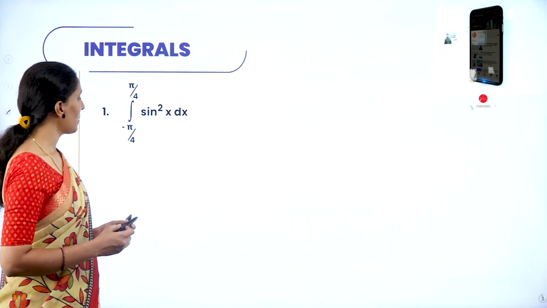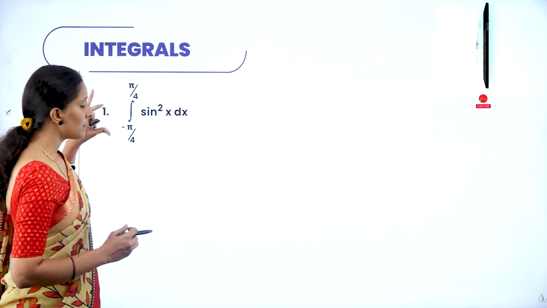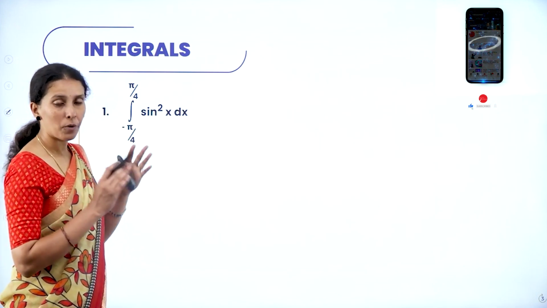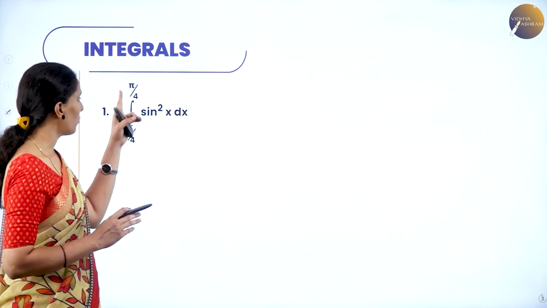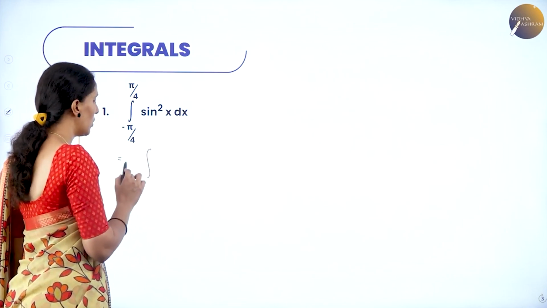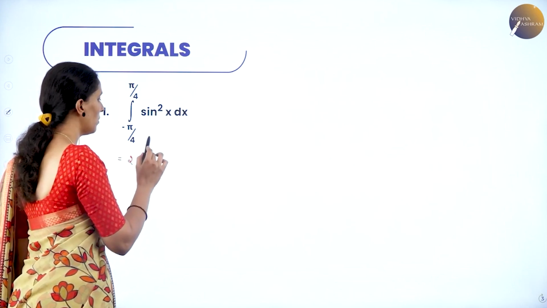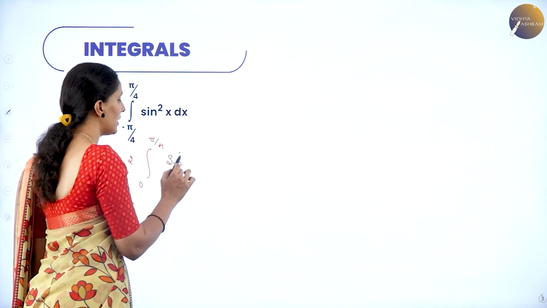In our previous session, we have learned some properties of definite integrals. Now let's take a few problems and solve using those properties. The very first problem is given here: integral from minus pi by 4 to pi by 4 of sine square x dx. This is an integral where the properties are used. Now we have an integral from minus pi by 4 to pi by 4, so I will change the integral to 2 times integral from 0 to pi by 4 of sine square x dx.